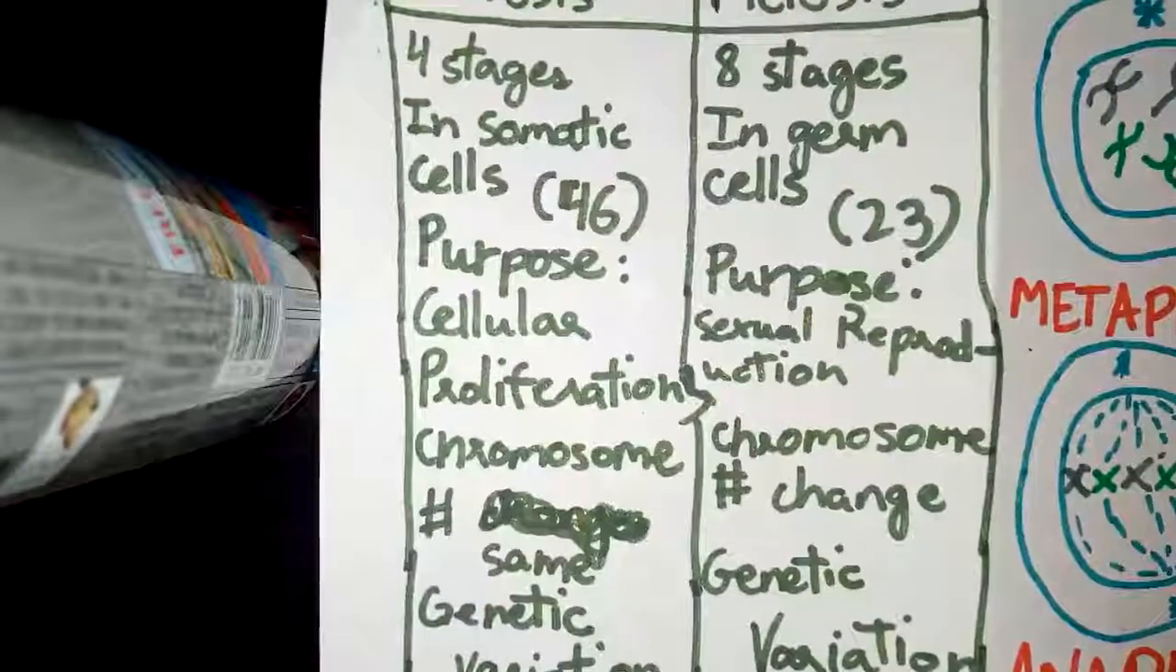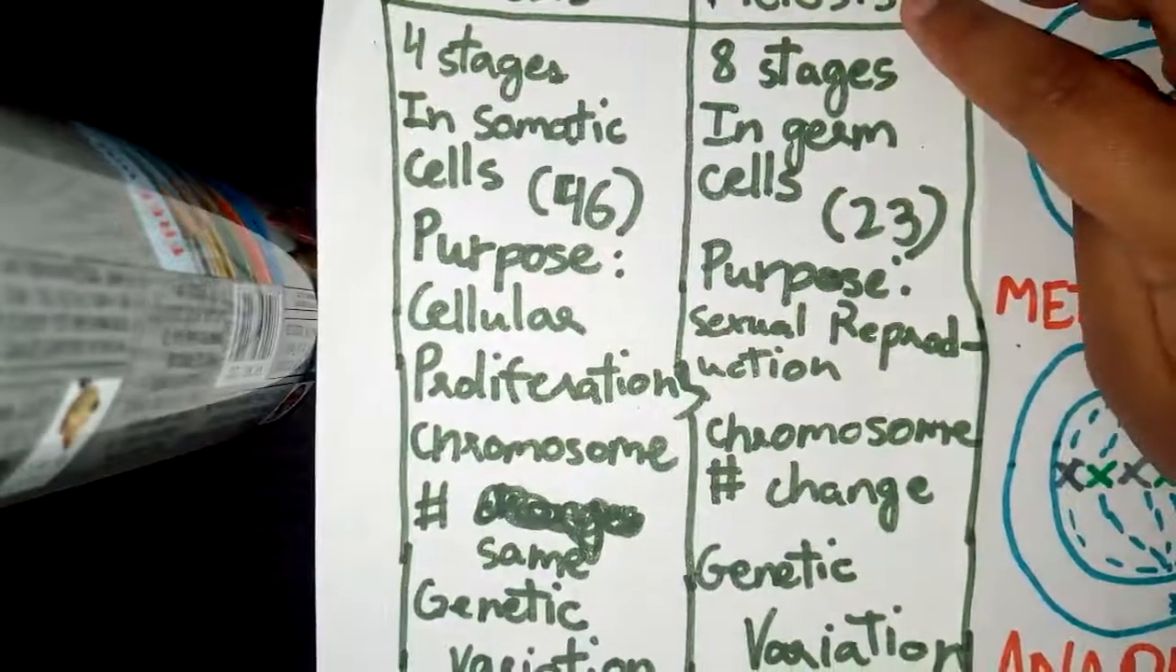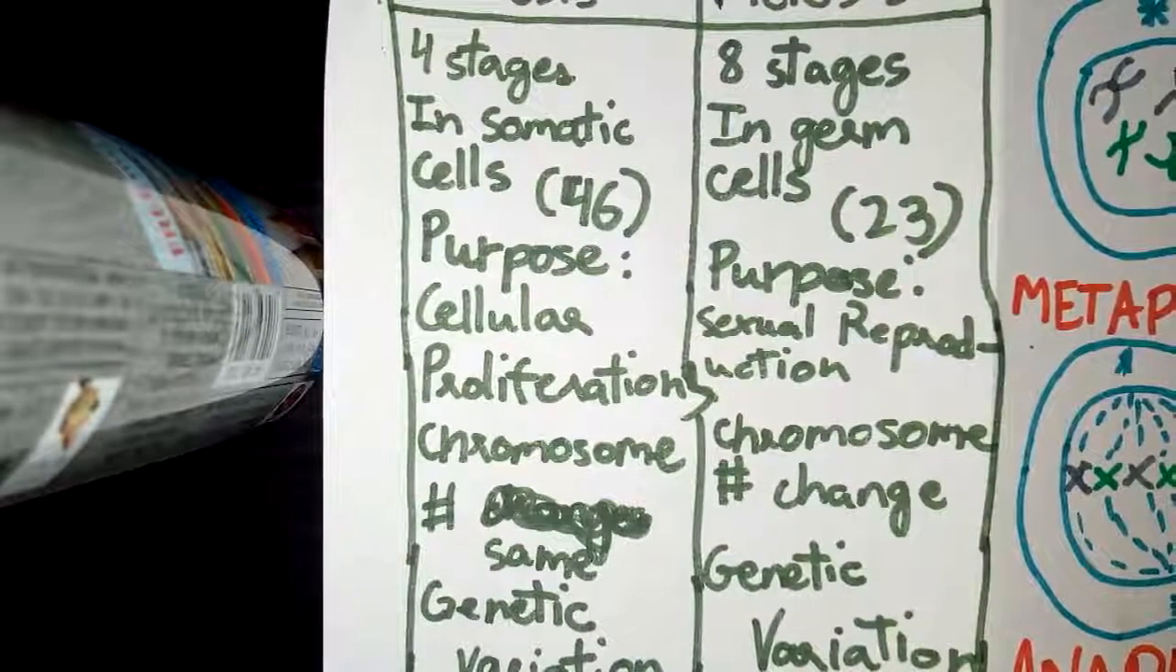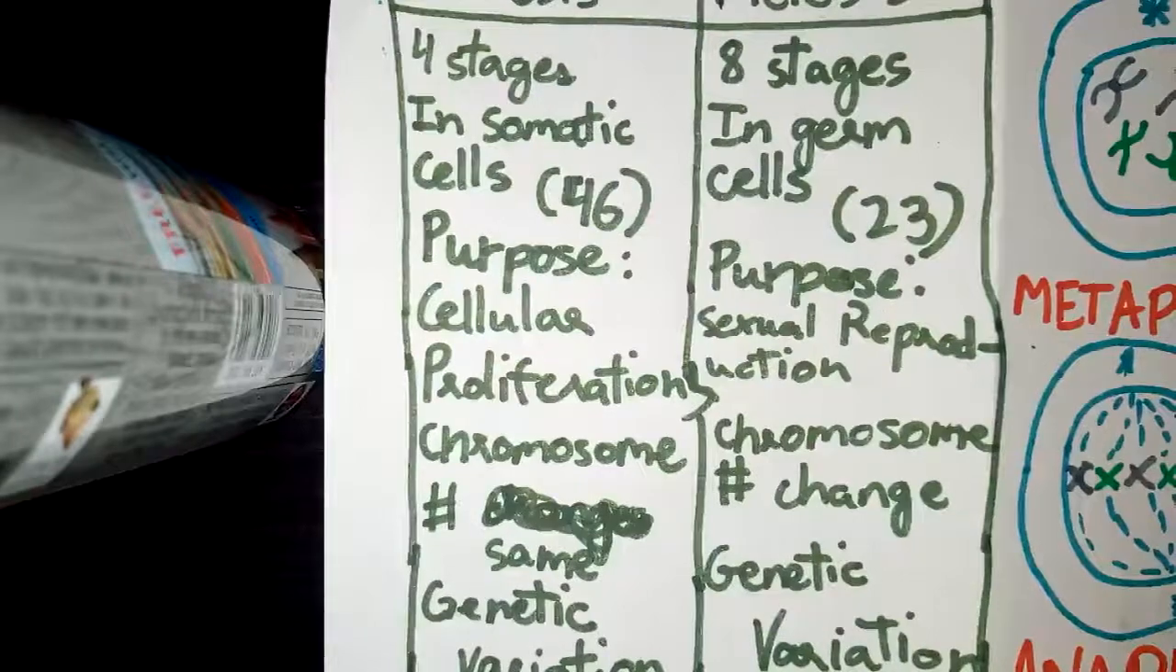In mitosis, the chromosome number stays the same because it goes from diploid to diploid. But in meiosis, it goes from diploid to haploid. So the main goal in mitosis is for the parent cell to stay diploid. In meiosis, the main goal is for the parent cell not to be diploid anymore. It's going to form haploid daughters.